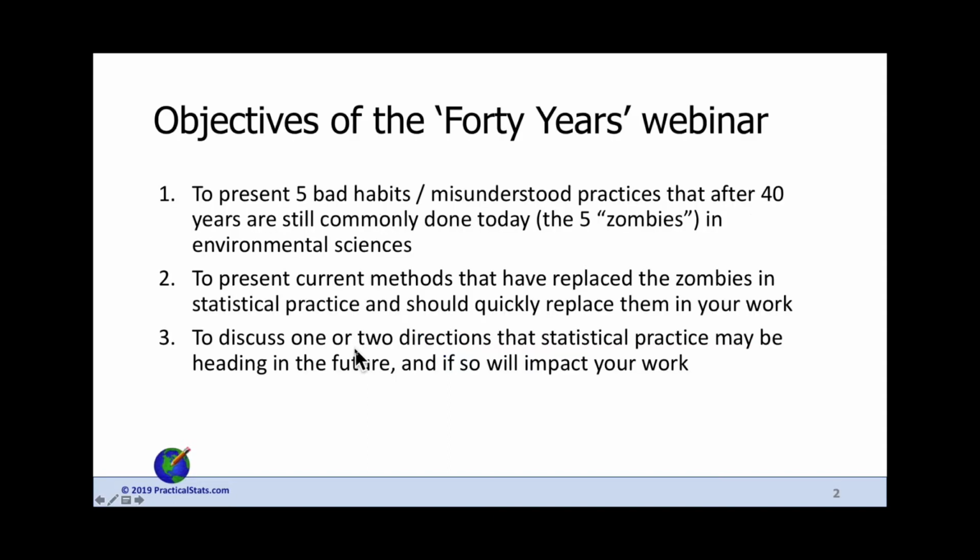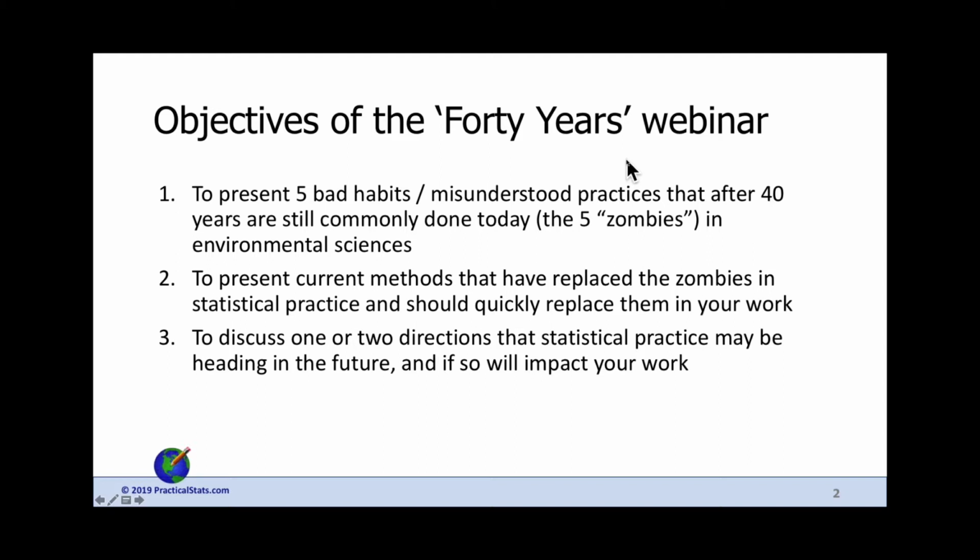I've got 3 main objectives for this. And the first is to present 5, I'll call them bad habits. They could be misunderstood practices that after 40 years are commonly still done today. So sometimes I describe these as zombies. These are things that were dead a long time ago in terms of their usefulness. But in environmental science, they're still walking around and being used.